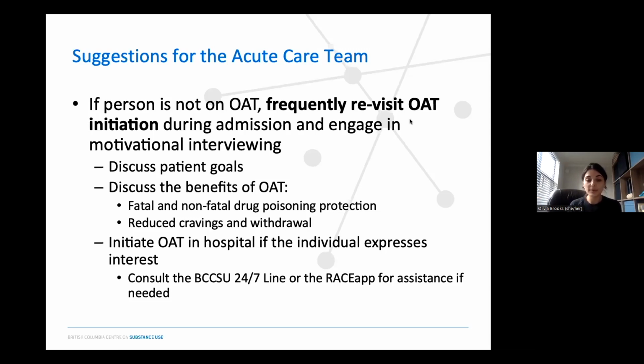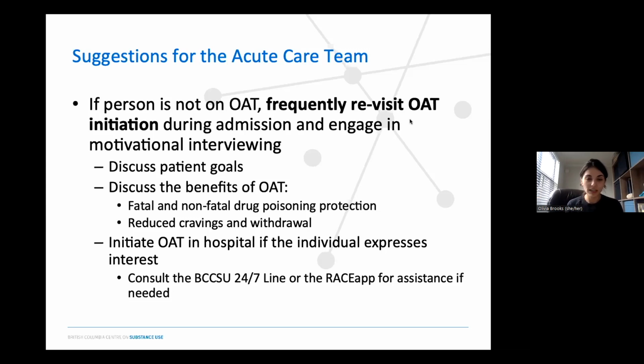And if at all possible, we want to try and start out in hospital if the person expresses interest. Because again, we want to reduce those barriers. You want to have them have that first dose while they're in hospital so that they can see what it's like, ask you questions. There's a bit more support there. So the first time they're trying it isn't when they're in the community, but that's still okay too if that's what works.